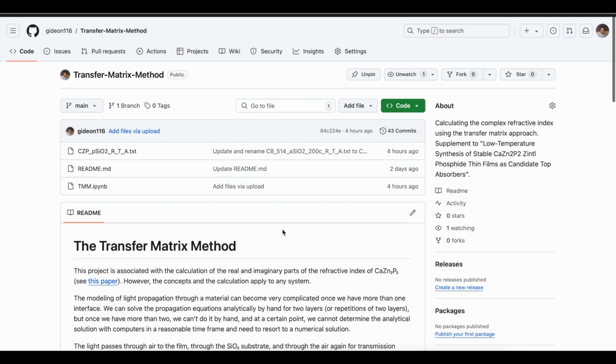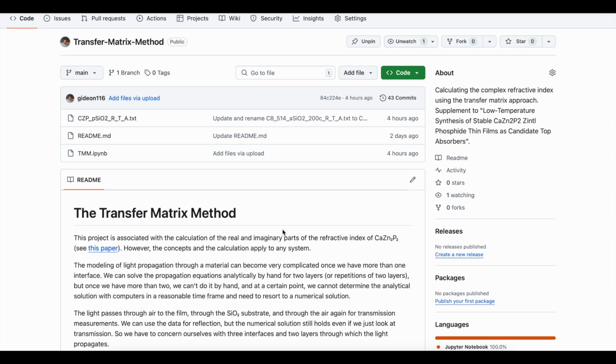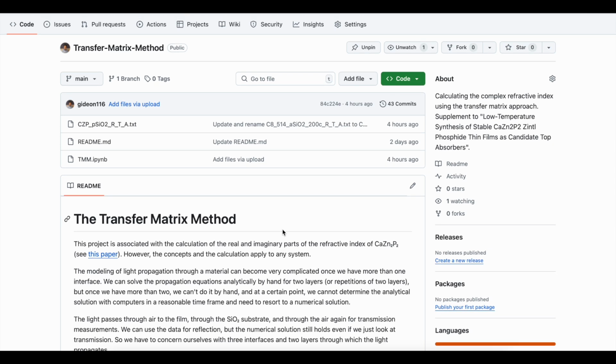So the transfer matrix method is a very elegant approach, and it breaks down this complex problem of a multi-layer system, transmission and reflection, into very nice looking math, and makes it very simple. So let's get to it.